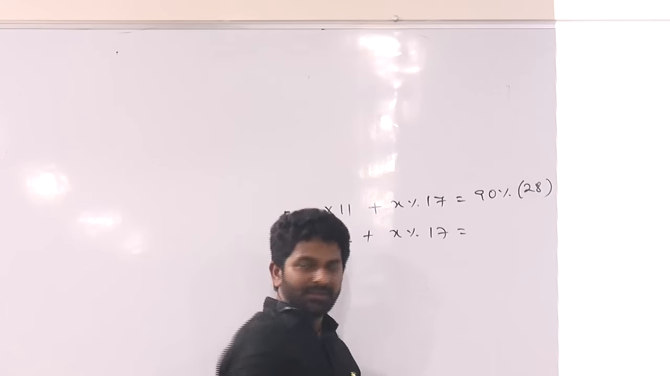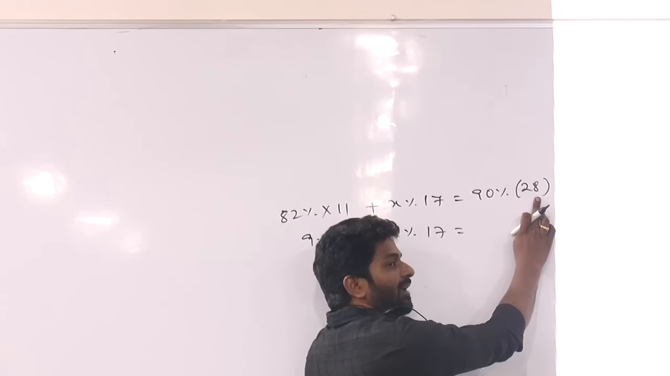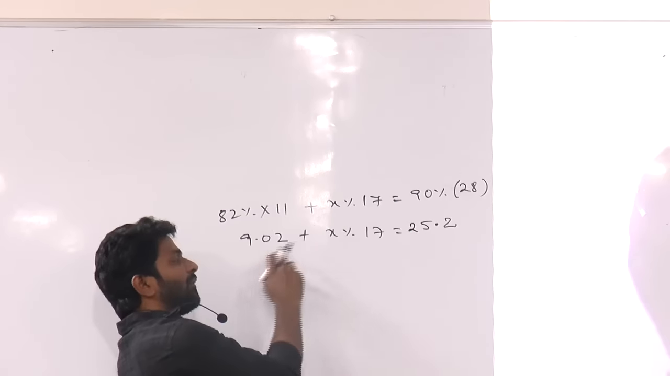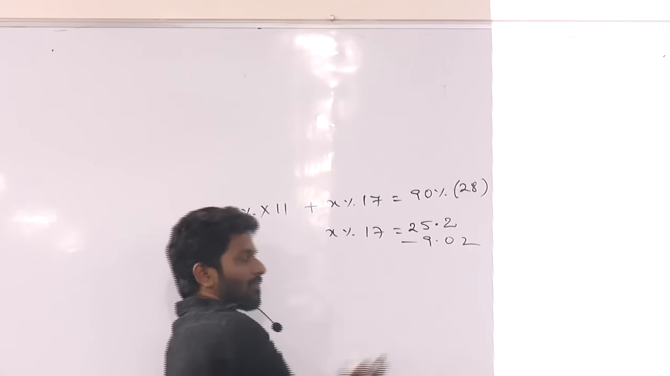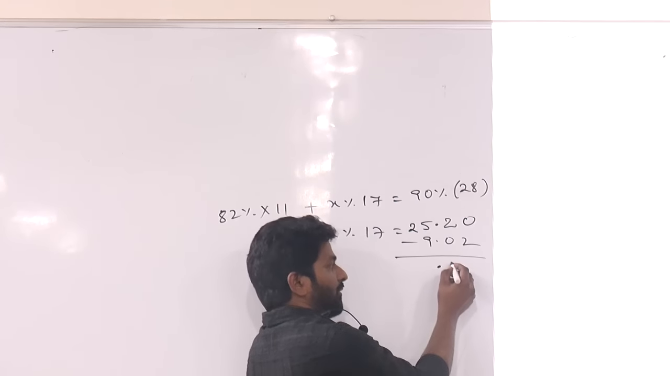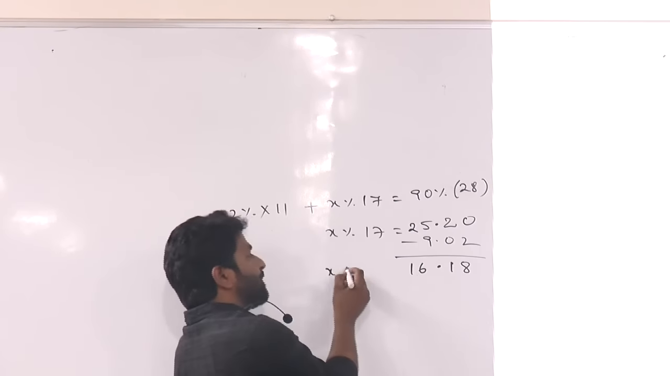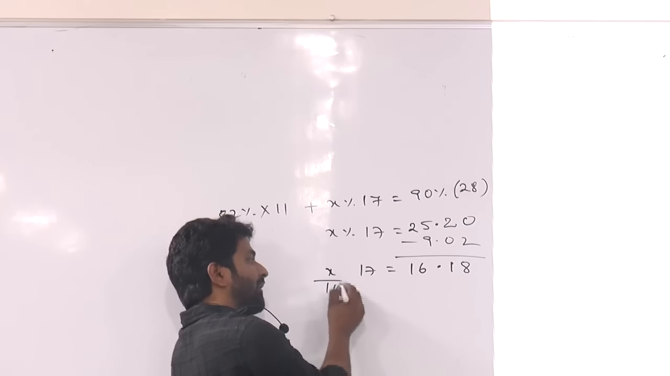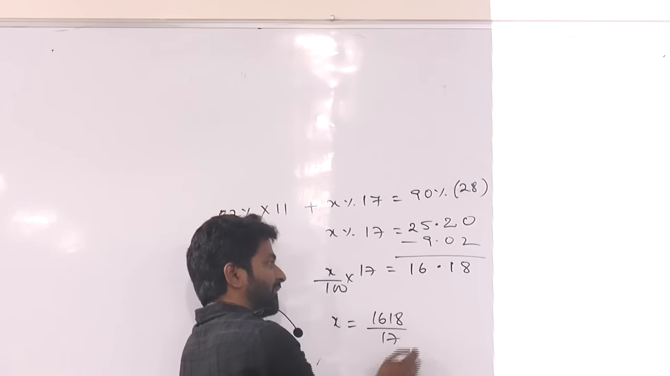Need to subtract 10%. 10% is 2.8. Need to subtract 2.8 from this number. Subtract 3, add 0.2. That becomes 25.2. Take this value to the right hand side, that becomes minus 9.02. 25.2 minus 9.02 is 16.18. X percent of 17 is equal to this much. X by 100 into 17 is equal to this much. X is equal to 16.18 divided by 17.